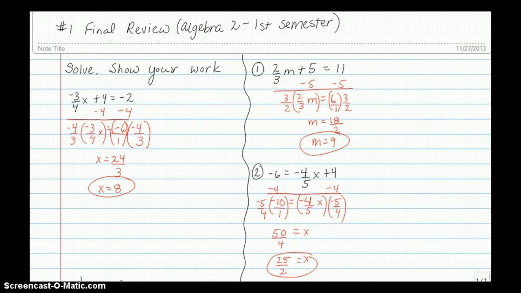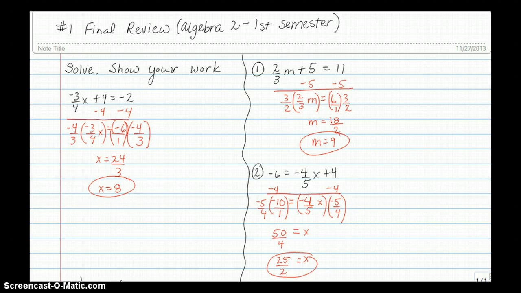All right, for #1, 2/3 m plus 5 equals 11. You subtract 5 from both sides. You end up with 2/3 m equaling 6. You multiply both sides by the reciprocal of 2/3, which is 3/2. 2/3 times 3/2 is 1m, which can be just written as m. And 3/2 times 6, if you put a 1 under the 6, you get 18/2. That's 18 divided by 2, which is 9.